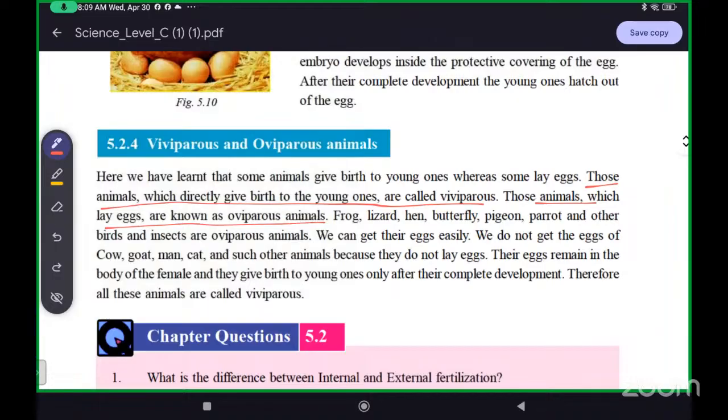We can get their eggs easily. We do not get the eggs of a cow, goat, or cat. They do not lay eggs. Their eggs remain in the body of the female organism, and they give birth to young ones only after they complete their development. Therefore, these animals are called viviparous. Understood the difference between oviparous and viviparous? Anna, do you want to write this down?